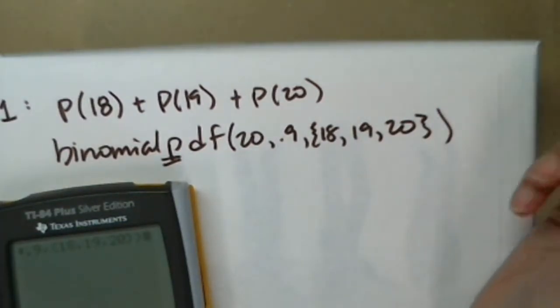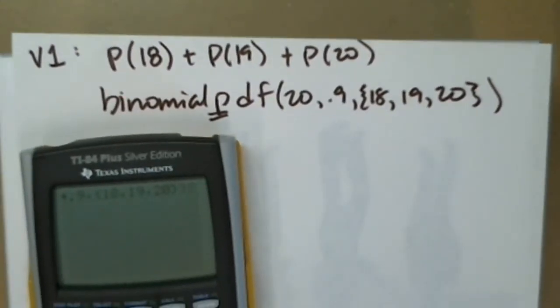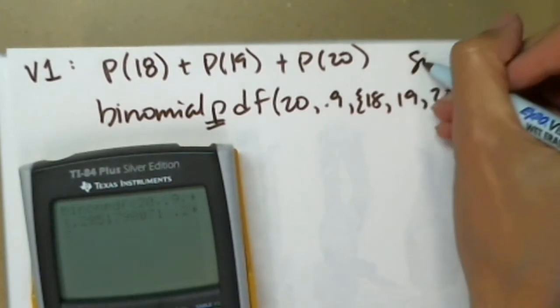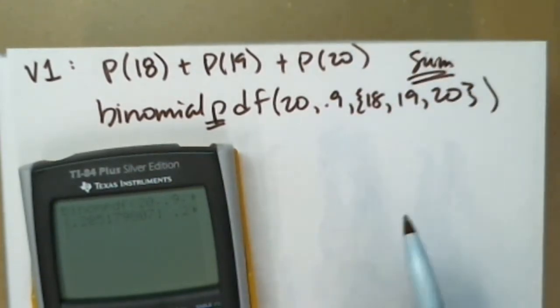So it's the same amount of keystrokes. But watch what happens when I hit enter. It gives me a set. This first one is the probability of 18. The next one's the probability of 19. And if you arrow over, there's the probability of 20. Well, that's not what I wanted. I wanted the sum. So I'm going to go ahead and add those up.